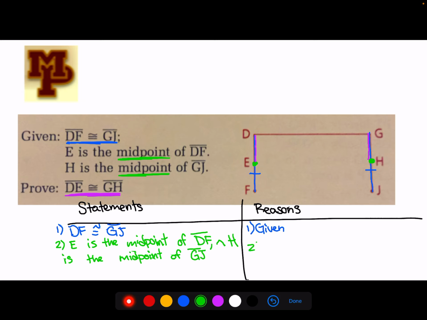That's also given. Lastly, for number 3, we can say that DE is congruent to GH. And again, we're going from a large segment to a small segment. So is this division or multiplication? Well, this would be the division property. We're going from large to small. That would be the division property. And with that, this proof is now complete.